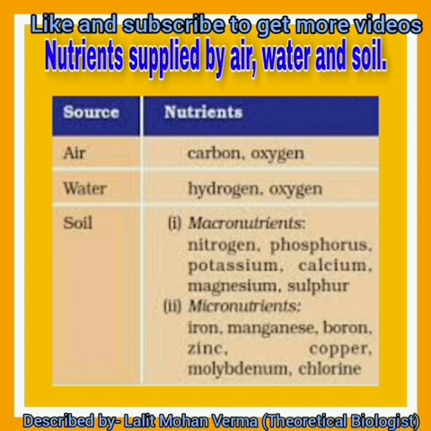The nutrients supplied by air, water, and soil can be studied in this table. Air supplies carbon and oxygen, water supplies hydrogen and oxygen, and soil supplies macronutrients and micronutrients. We will discuss these macro and micronutrients in detail now.